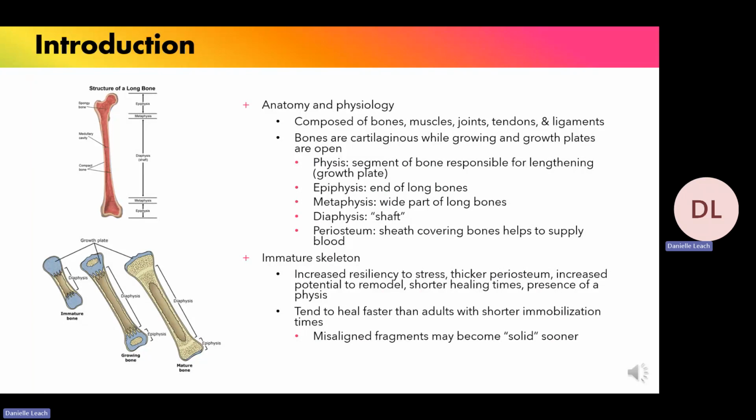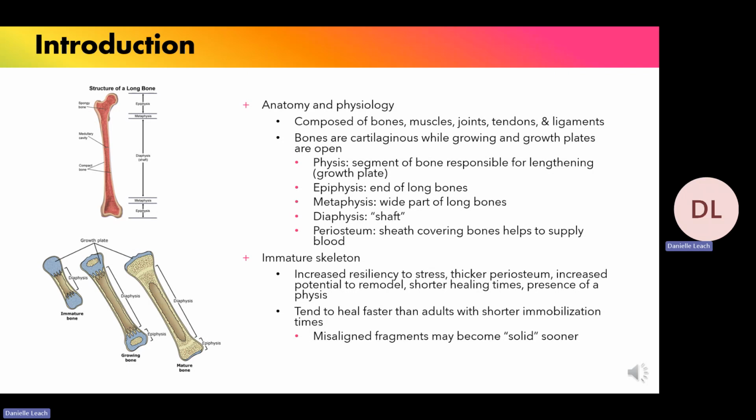Module 12 is on musculoskeletal disorders. So the first thing we're going to talk about is a review of the anatomy and physiology of the musculoskeletal system. So the musculoskeletal system is comprised of bones, muscles, joints, tendons, and ligaments. While children are still growing, bones are cartilaginous and growth plates are open.